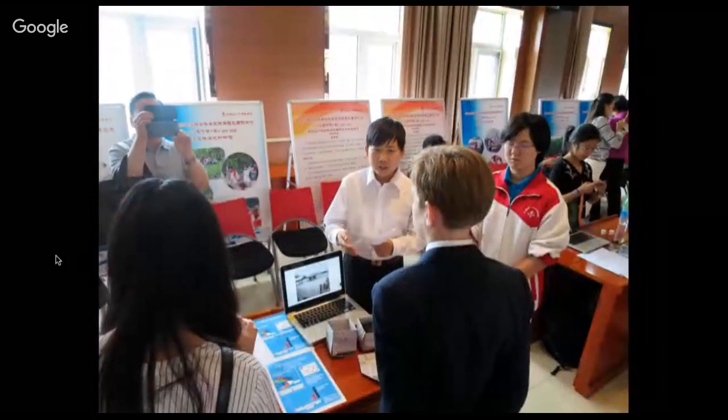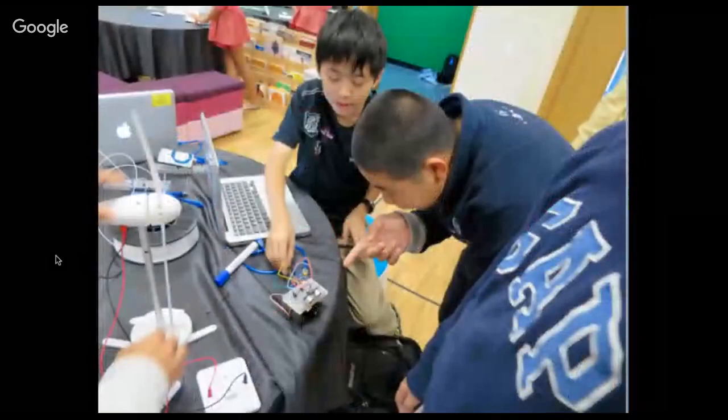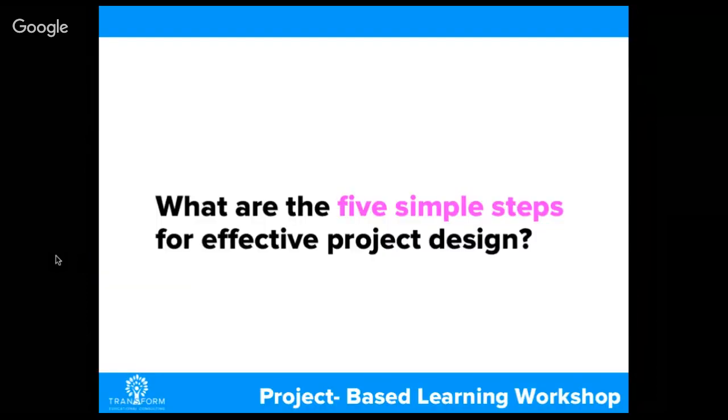And here are some students who tackled a problem with a local waterway and sought out innovations that improved the water quality and then shared that with a professional public audience. So finally, I was able to do those things I wanted to do, and I'd say it all had to do with breaking it down to a simple design process. And so I want to share that with you. What are the 5 simple steps for effective project design?